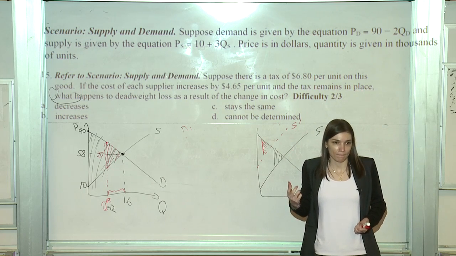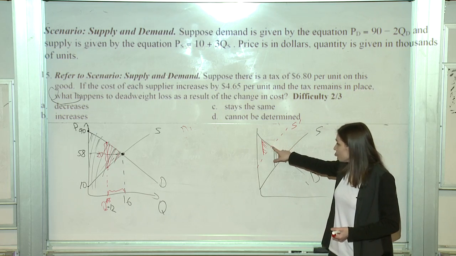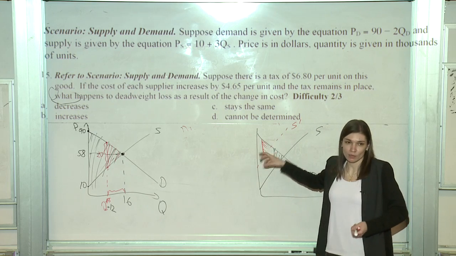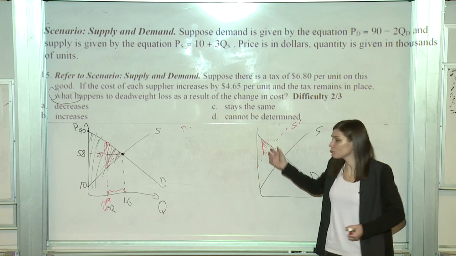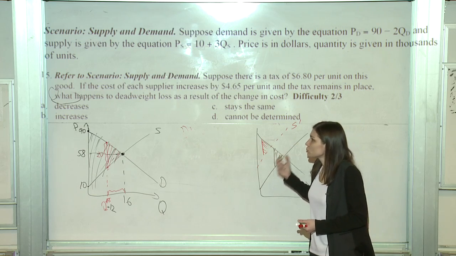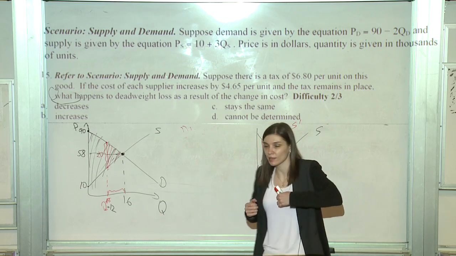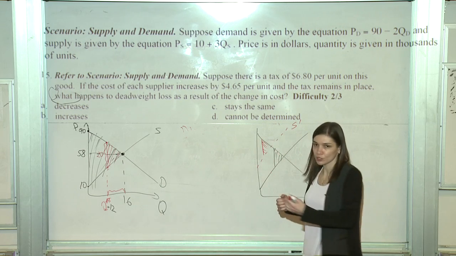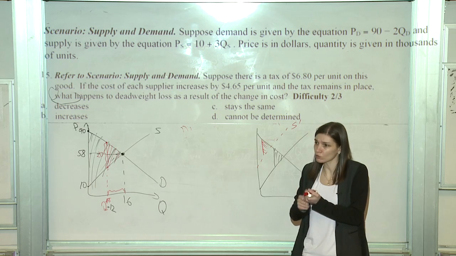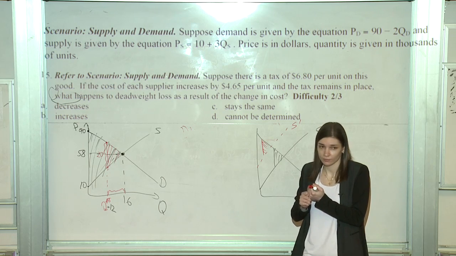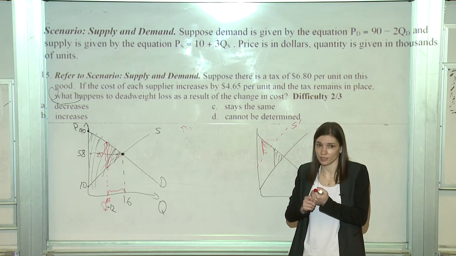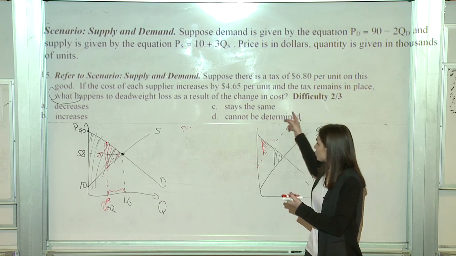But is there a new equilibrium? There's going to be a new equilibrium, right? But the question is about the deadweight loss. The deadweight loss is going to stay the same because it depends on the relative elasticities of the two curves, and because we had a parallel shift, neither the slope of the demand curve nor the slope of the supply curve changed, right? So the deadweight loss is going to stay the same. And that will be answer C.